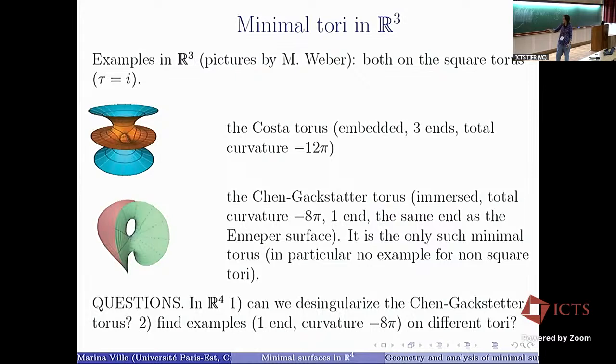And we have this Schoen-Gaxteter. It has one end, curvature minus 8 pi. And the end is the same as the n-upper surface. And Weber and Lopez have independently shown that for the square torus, it's the only minimal torus with curvature minus 8 pi and one end. And so what do we do in R4? Can we do what we did for the n-upper surface and desingularize it?